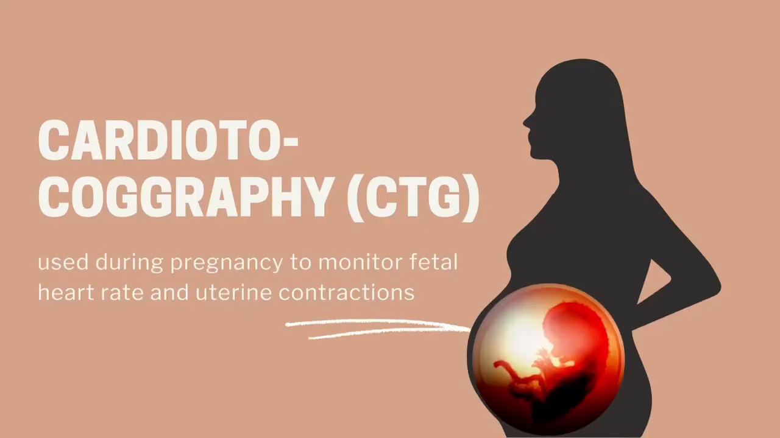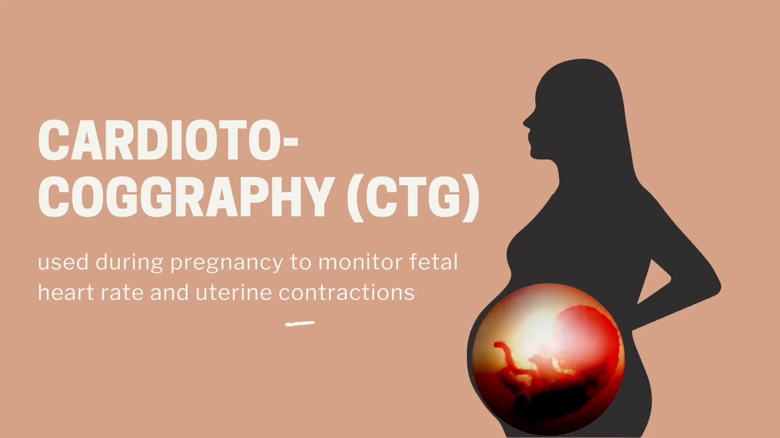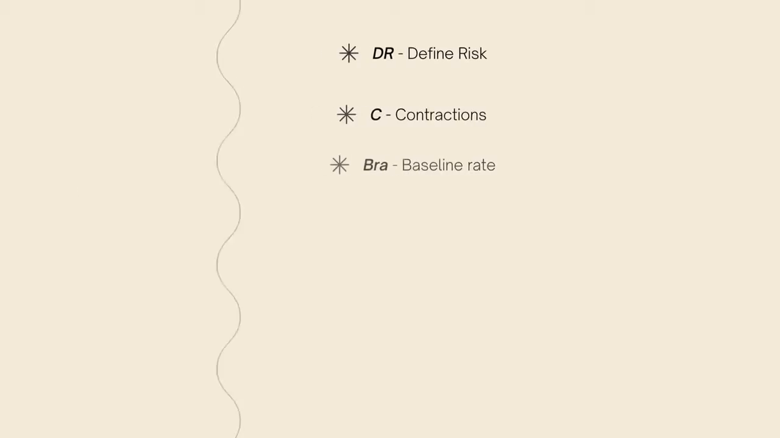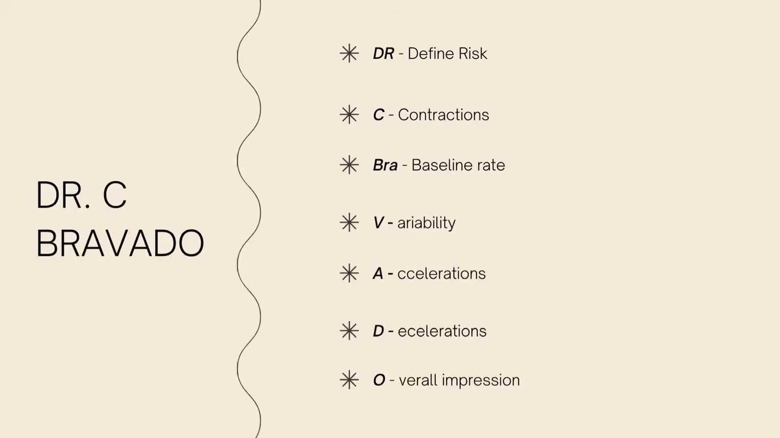For today's topic, we're going to talk about CTG or cardiotocography. It's used during pregnancy to monitor fetal heart rate and uterine contractions. It is most commonly used in the third trimester, and its purpose is to monitor fetal well-being and allow early detection of fetal distress.